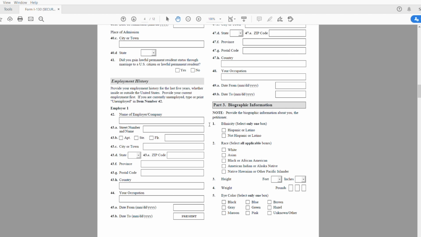Employment history. Provide your employment history for the last 5 years, whether inside or outside the United States. Provide your current employment first. If you are currently unemployed, please type or print unemployed in item number 42. So for this example, we'll say that Mr. Patel works for my firm. So the employer is Law Office, Bisha Parikh. The address is 1433 Oak Tree Road.